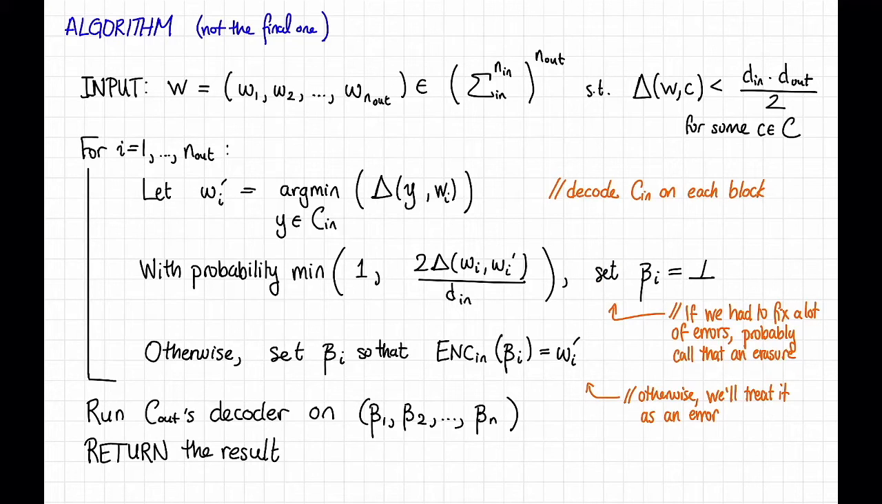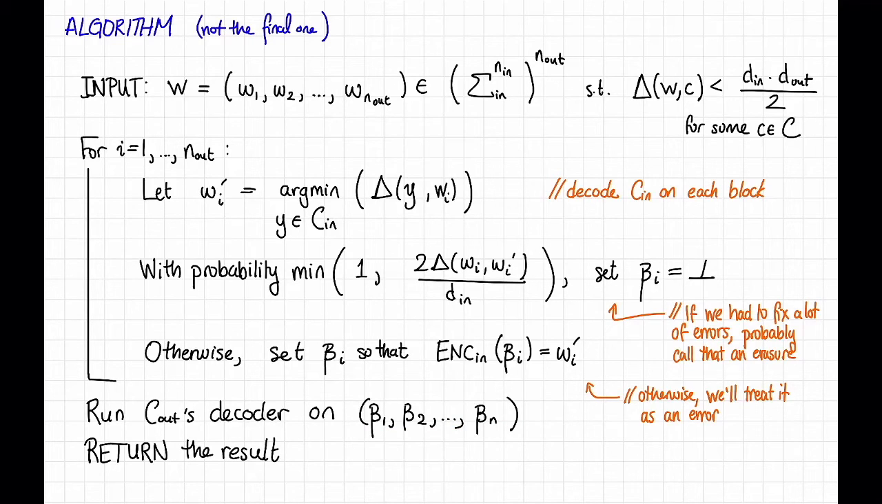Otherwise, we're just going to hope everything is okay, decode our inner code, and trace things back. Once we've done this for every symbol, we now have this vector, beta 1, beta 2, up through beta n, where some of these are elements of sigma out, and others of them are bot or erased. Then we're going to run C_out's decoder. This is the one that takes the combination of erasures and errors from the useful fact that we saw on the previous slide. We're going to run that decoder on this vector, the vector of betas, and just return the result. So that's the algorithm.